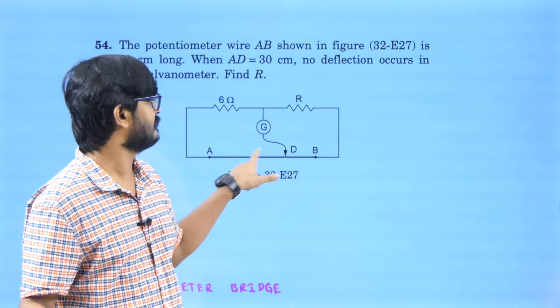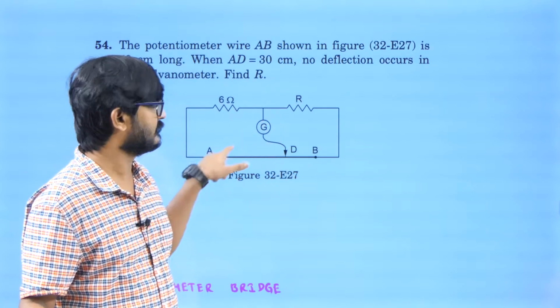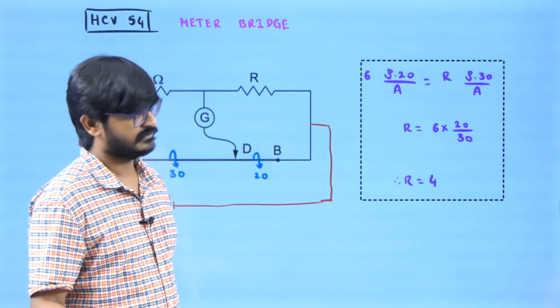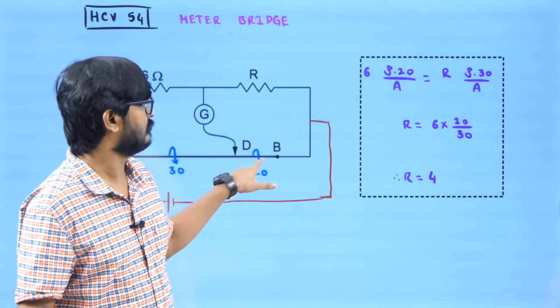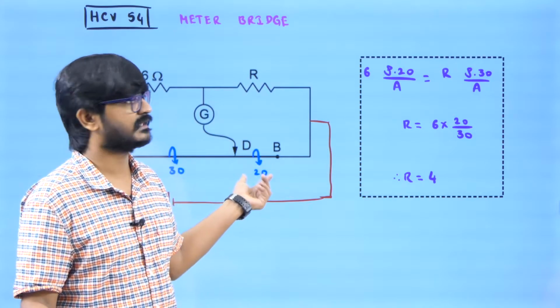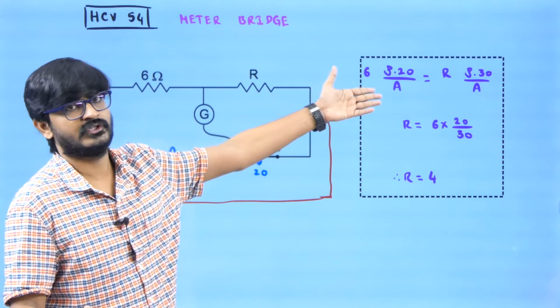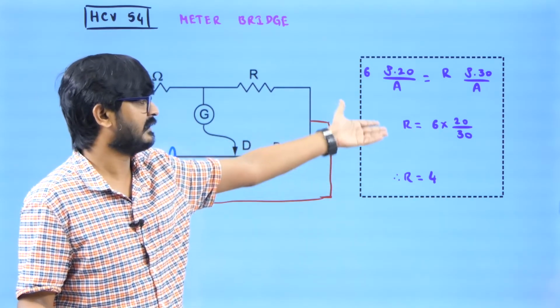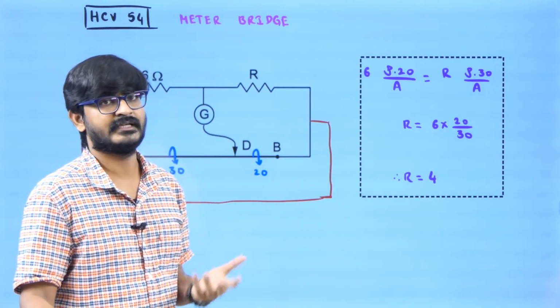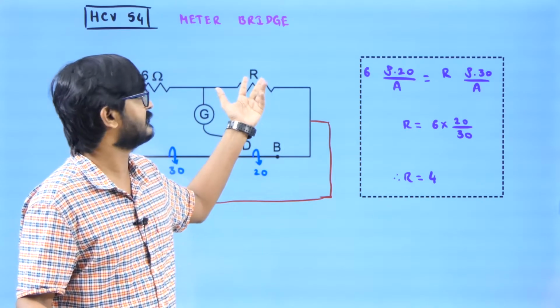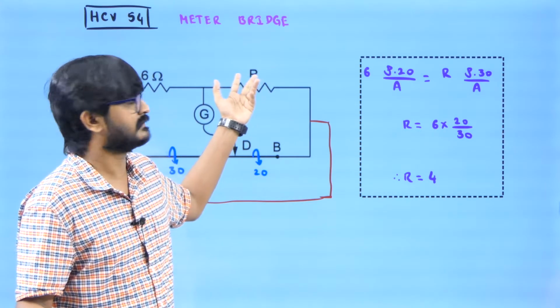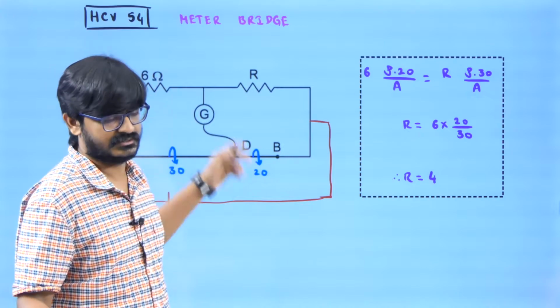Now you can see Wheatstone bridge, this into this equal to this into this, right? So 6 into rho into, if you want to convert it into meters, you can convert rho into 0.2 by A equal to R into rho into 0.3 by A. So from here I will be getting R equal to 4. So what will meter bridge do? Using meter bridge we can find the resistance of unknown resistor by using one known resistor value, right?